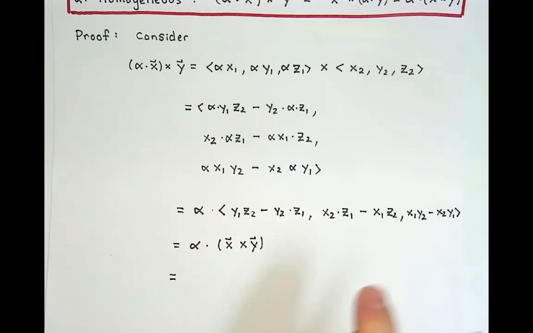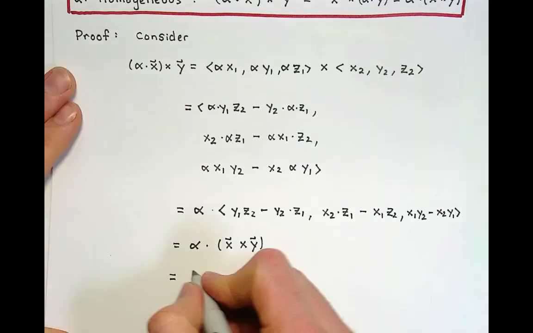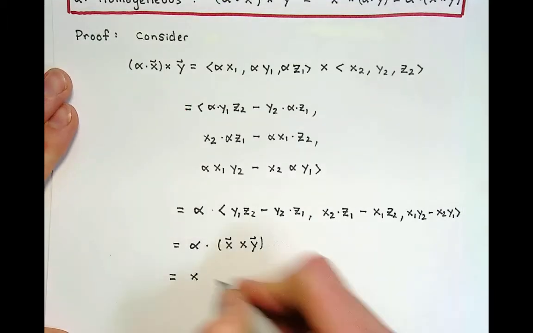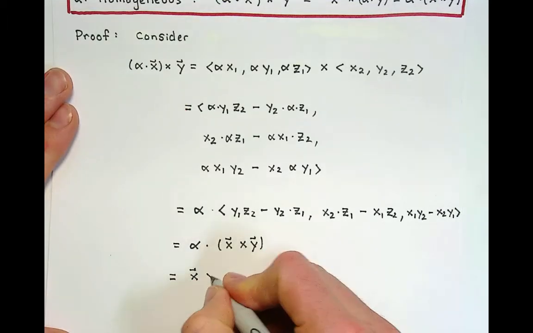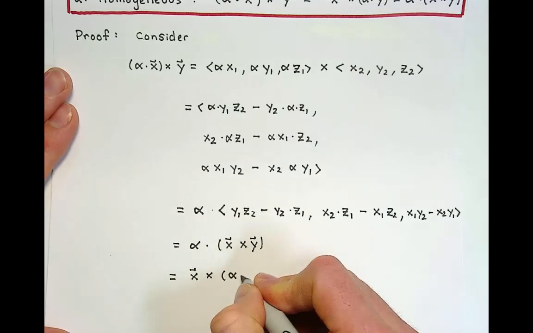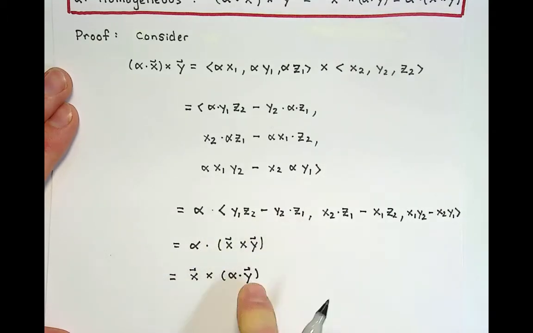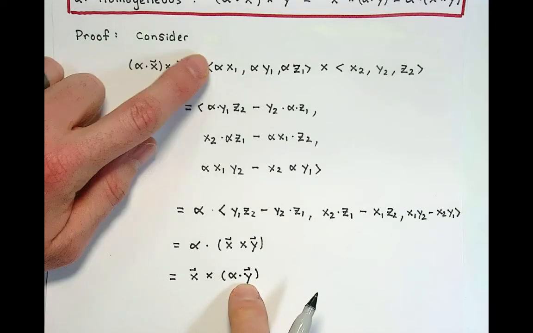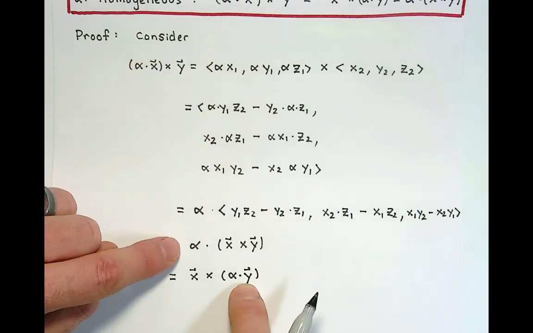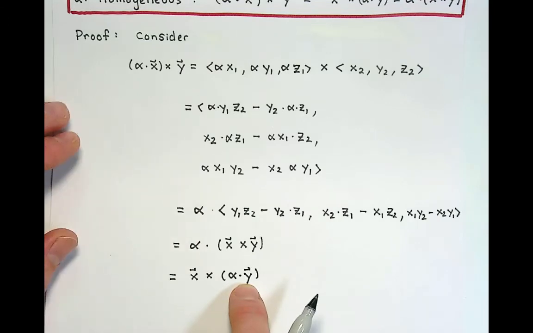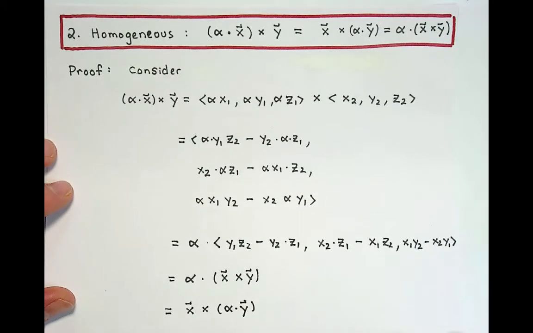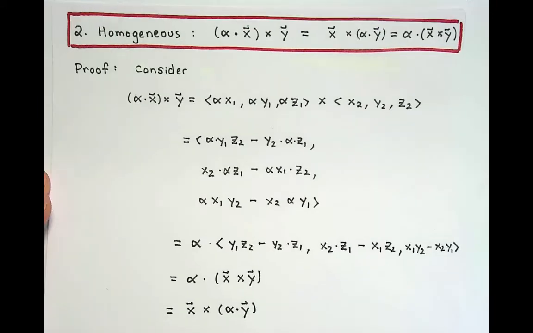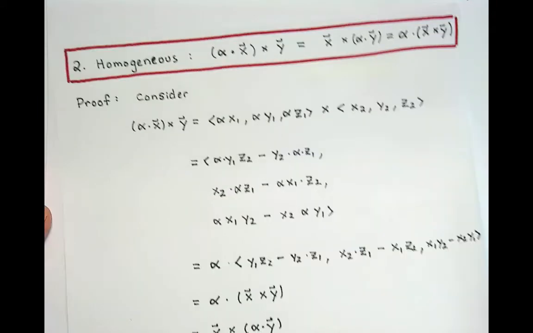And if you're really excited about math and life, you could confirm for yourself, and I encourage you to do this, that you get the same result if you have the alpha in the second component. So you could do that just by repeating this process and indeed showing that you can factor out the alpha. I'll leave that for the viewer's pleasure. Okay, so we've got homogeneity of the cross product.